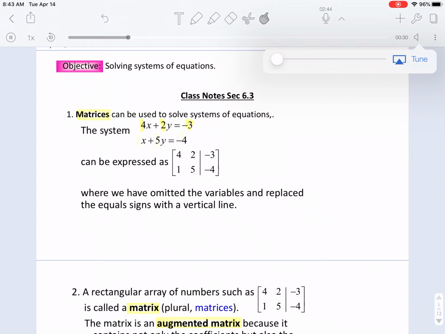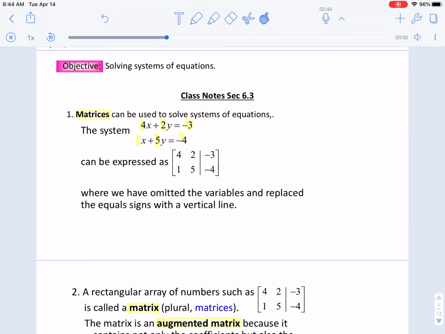And then for the next row, the coefficient of the x is an invisible 1, the coefficient of the y is 5, and the negative 4 is the constant. If you had a variable that was omitted, then you would put a 0 in its place in the matrix.